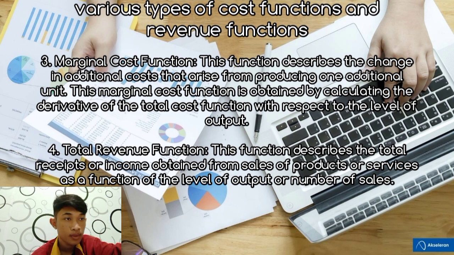Number 4. Total revenue function. This function describes the total receipts or income obtained from sales of products or services as a function of level of output or number of sales.